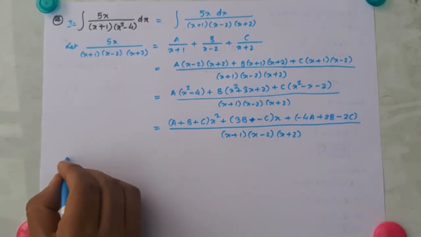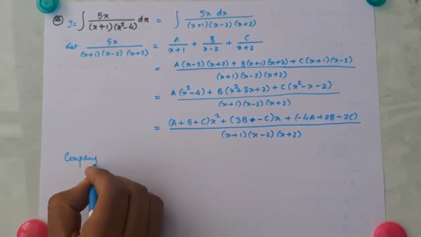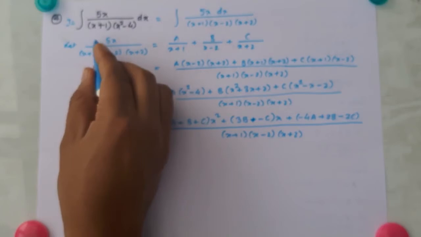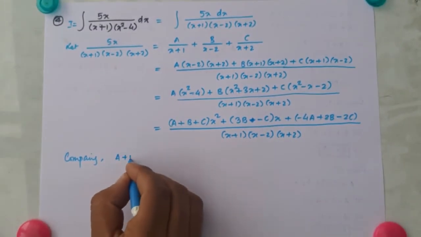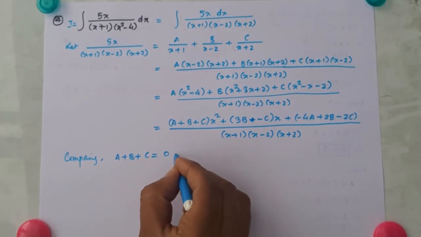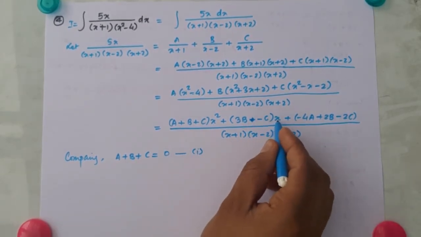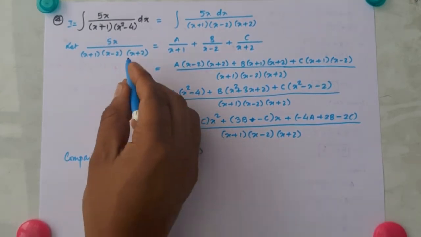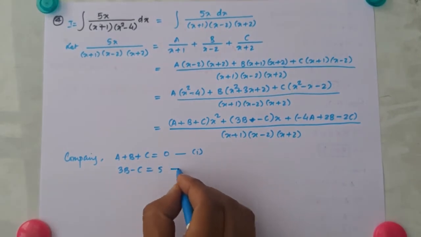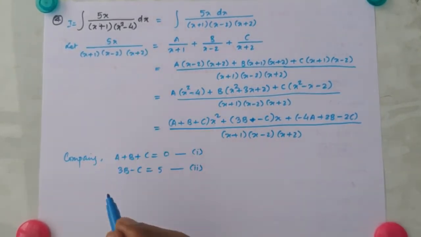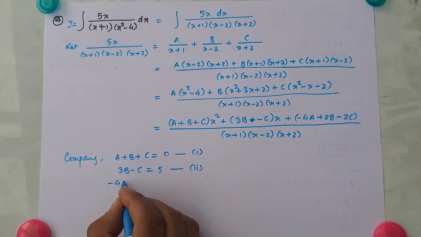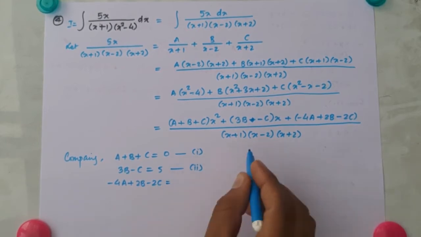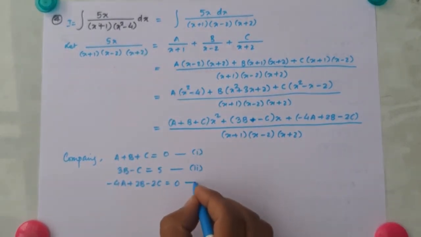So comparing, so as usual comparing, see here carefully. So you have the coefficient of x square is this one. We don't have x square here, so that's why this becomes a plus b plus c is equal to 0. Call this equation number 1. So you have the coefficient of x here is 3b minus c. So 3b minus c turns out to be equal to the coefficient of x here, which is 5. Okay, and we don't have any constant term, isn't it? So that's why you get minus 4a plus 2b minus 2c is equal to, we don't have any constant term, so that's why this becomes equal to 0.